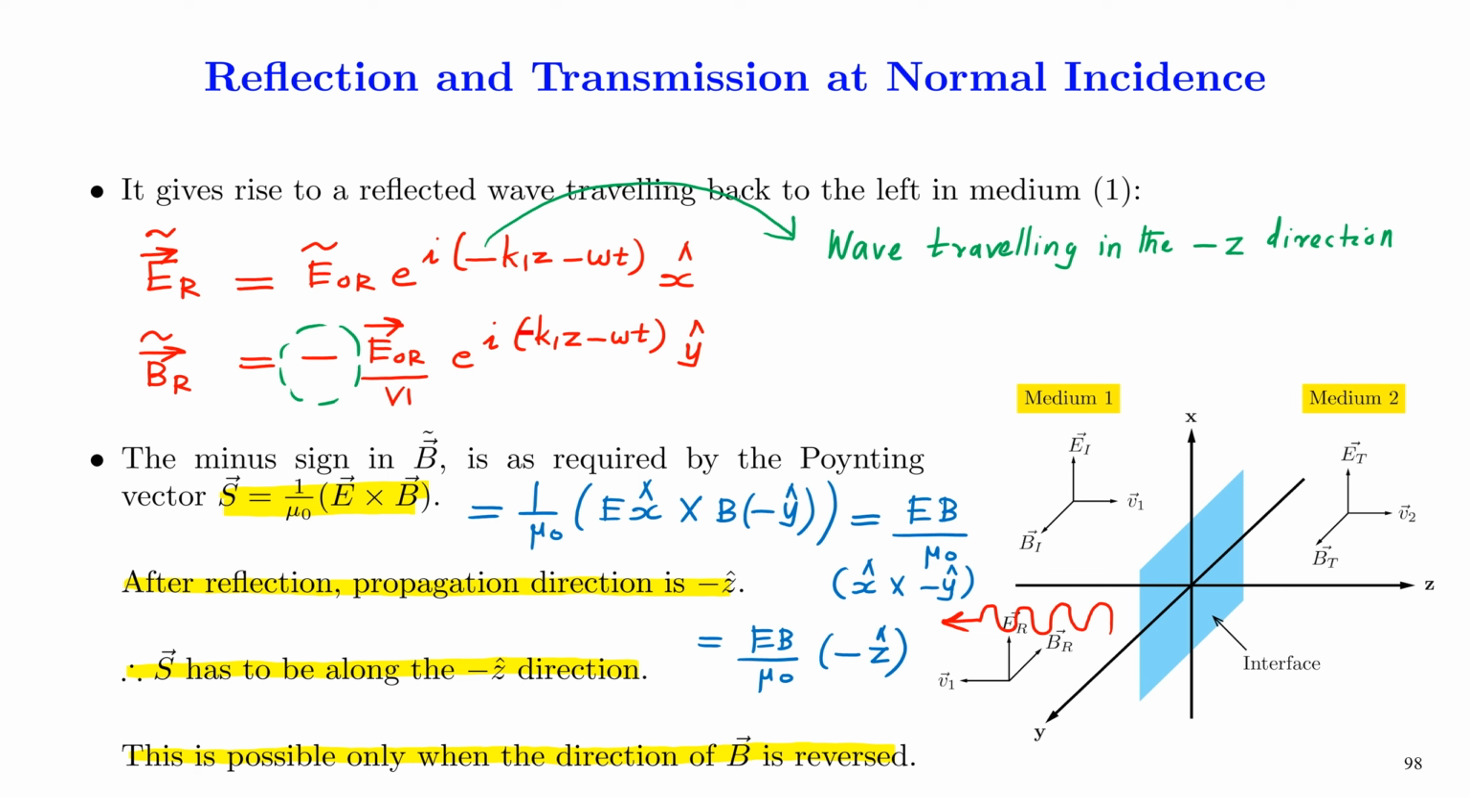That is, if the Poynting vector has to be along the negative z direction, the direction of polarization of B has to be reversed. That is, upon reflection, the magnetic field has to be along the negative y direction.